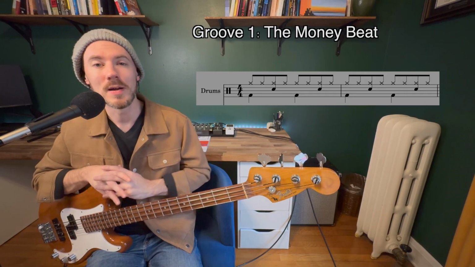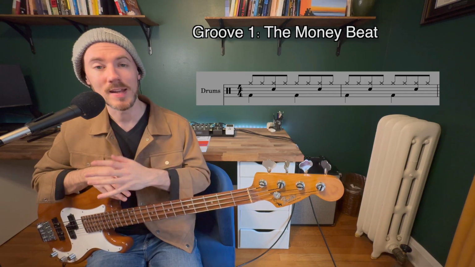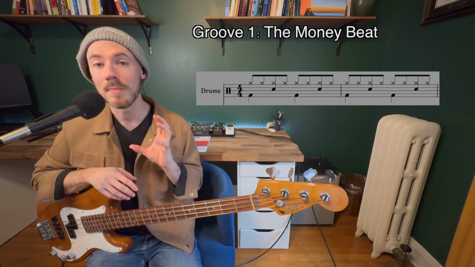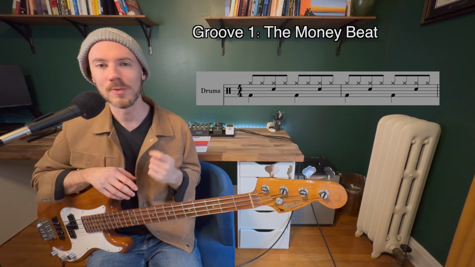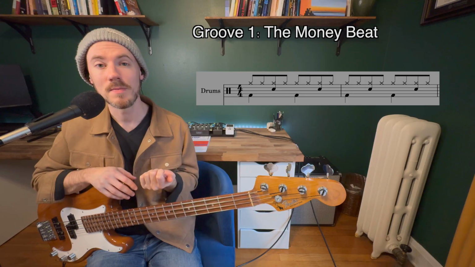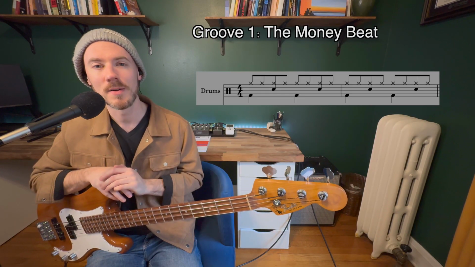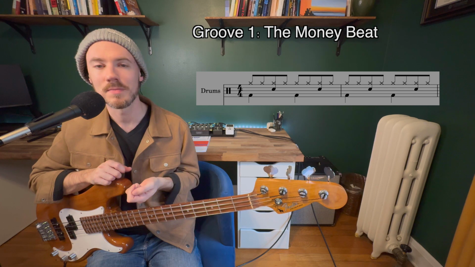This is called the money beat. And the reason it's called that is drummers back in the day would joke that if you wanted to make some money as a drummer, you had to get really good at playing that beat without the temptation of adding a bunch of fills and flair, sticking just to that beat.